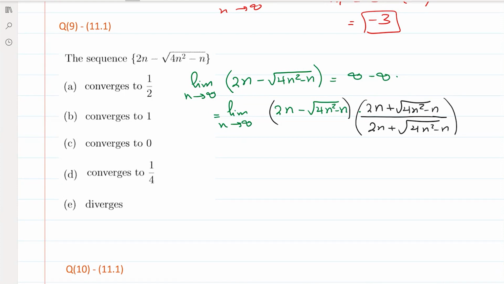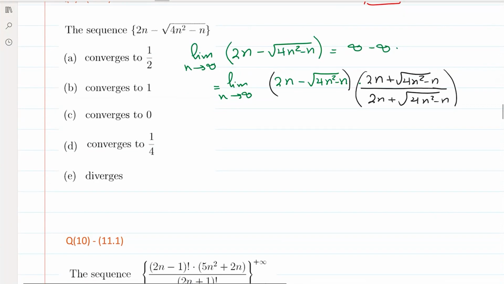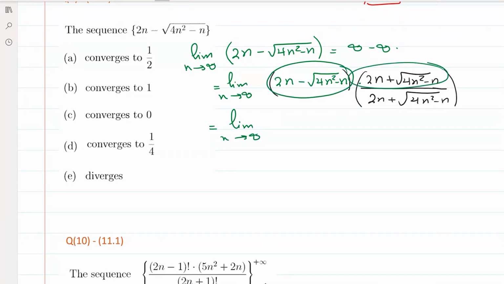Once you multiply by the conjugate, by the way, the conjugate is just a small trick because anything over itself will be 1. So if you multiply by the conjugate, you multiply by nothing. You multiply by 1. You make no changes. So the question becomes limit as n goes to infinity of what? Any number times its conjugate will give you what? First square minus second square.